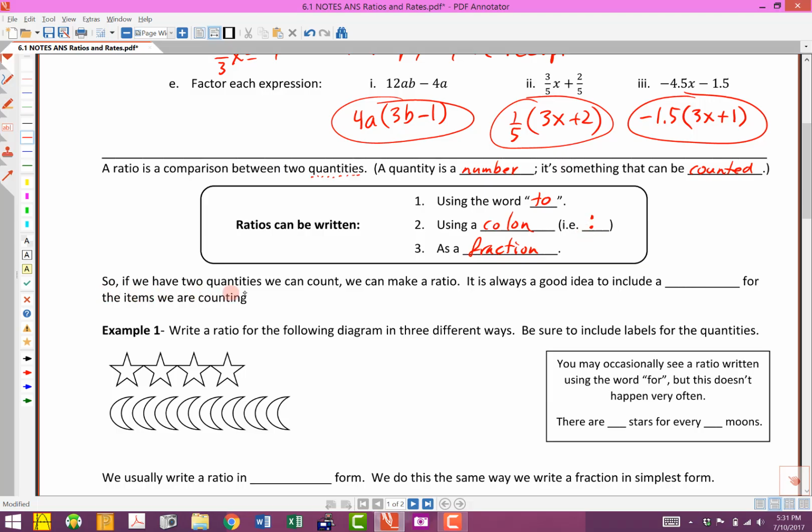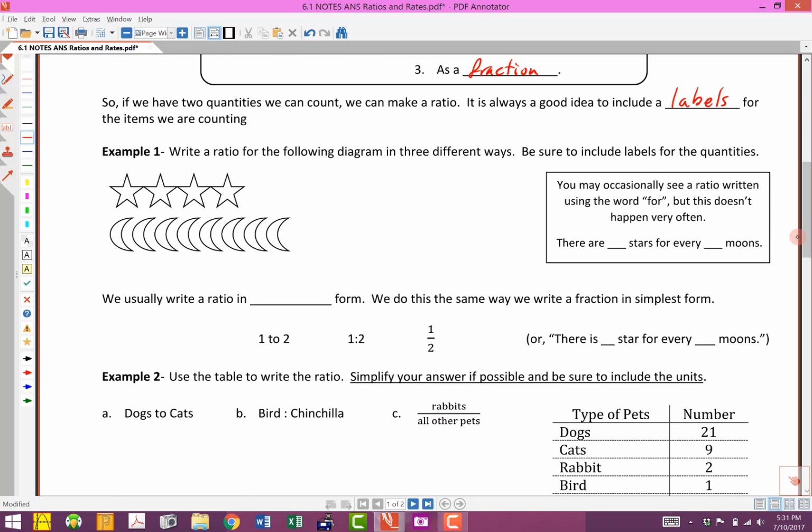So if we have two quantities we can count, we can make a ratio. If we've got two numbers, we can make a ratio. And usually we're counting things that have labels, so it's always a good idea to include the labels for whatever items we're counting. Take a look at example 1: write a ratio for the following diagram in 3 different ways. Be sure to include the labels for the quantities.